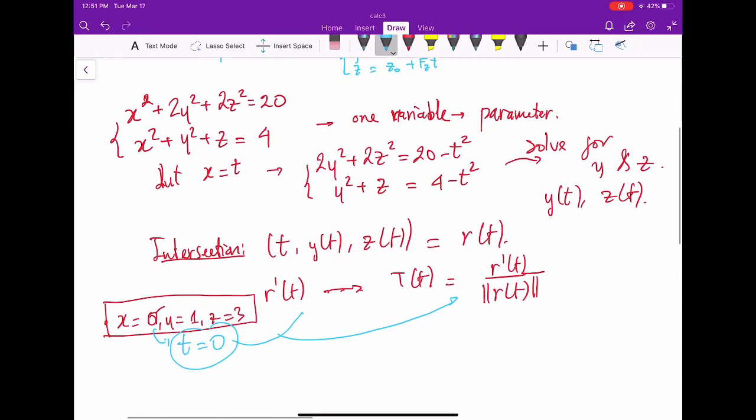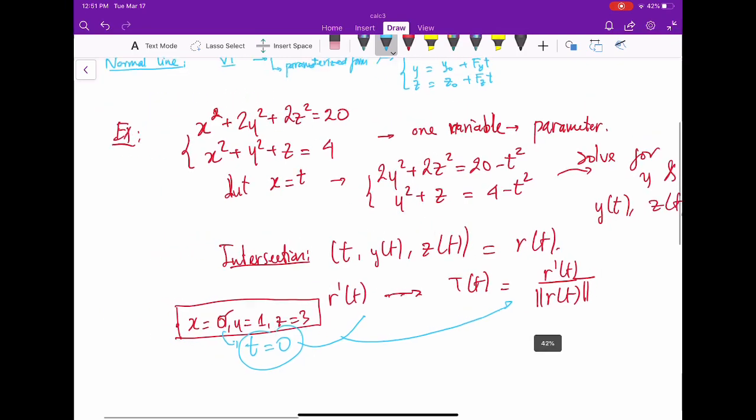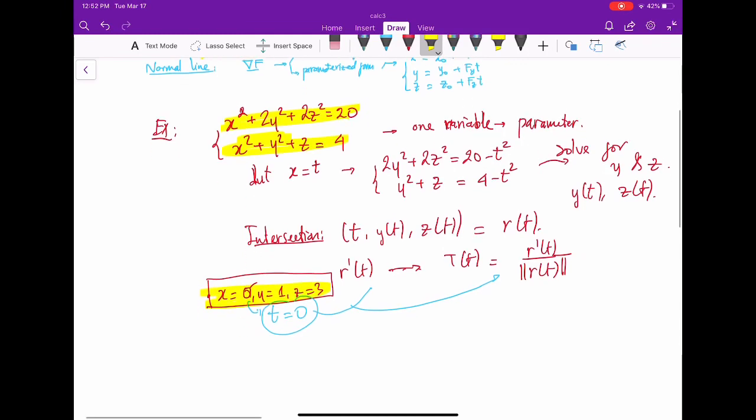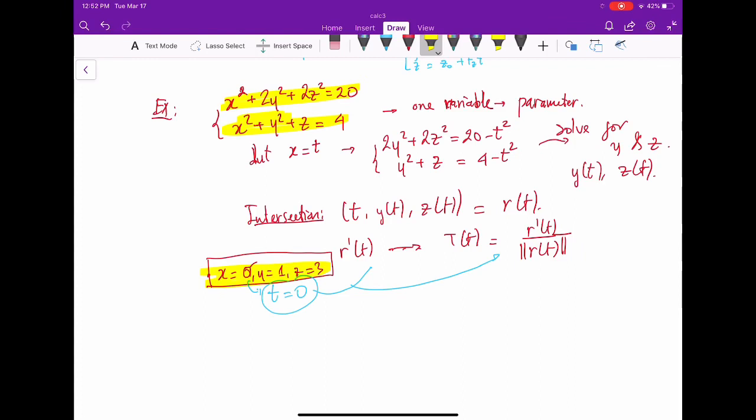So now we already know how to find the normal line to a surface at a given point. Now we have two surfaces. We will use that technique to solve this problem. Let me remind you, let's repeat again. They give us two surfaces, this one and this one, and they give us one point here. They ask us to find the tangent line to the curve.